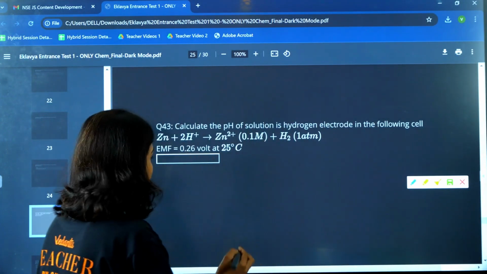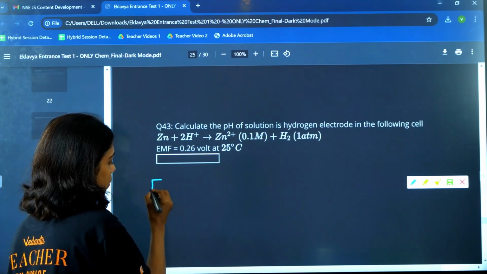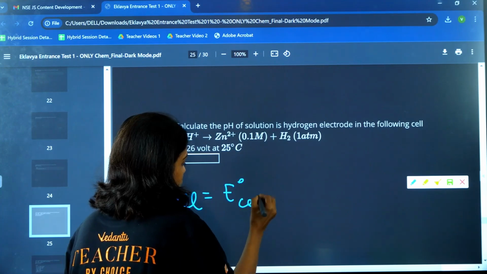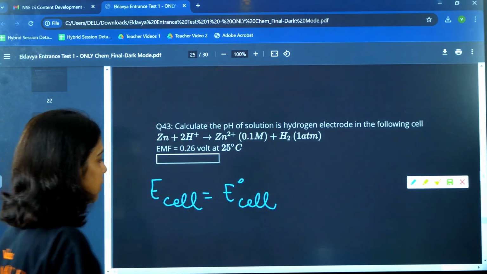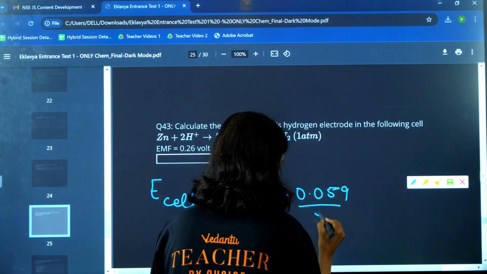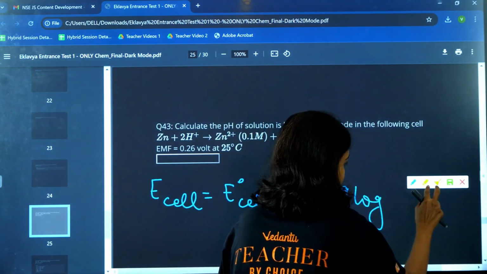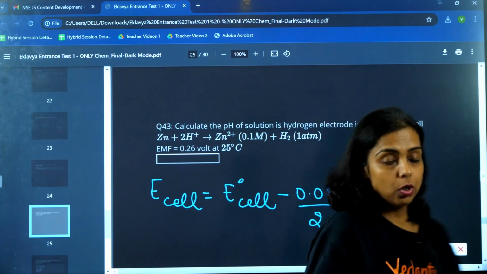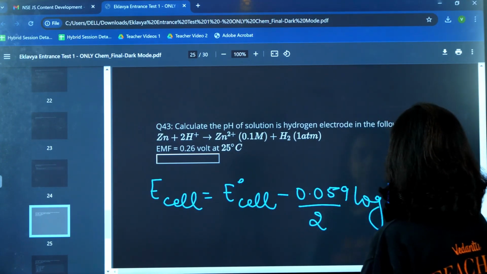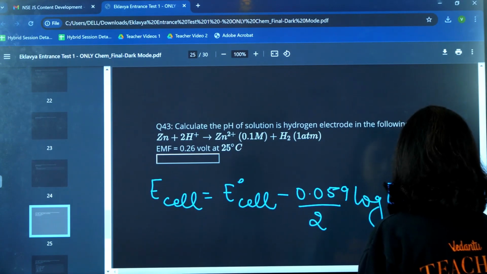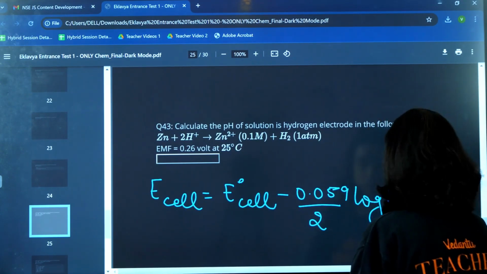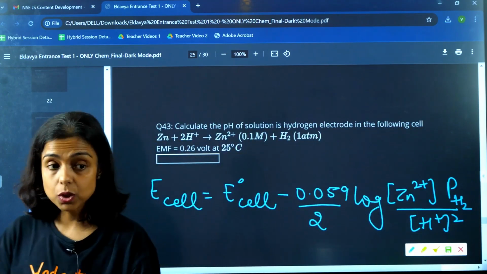So pH, again you are supposed to write the Nernst equation. The question is given to you guys, you can see clearly. So we have 0.059, as you can see there, the change in electron is 2, right? So log of the concentration of Zn2 positive ions into the pressure of H2 and upon the concentration of H positive. So this is how you can write your Nernst equation.